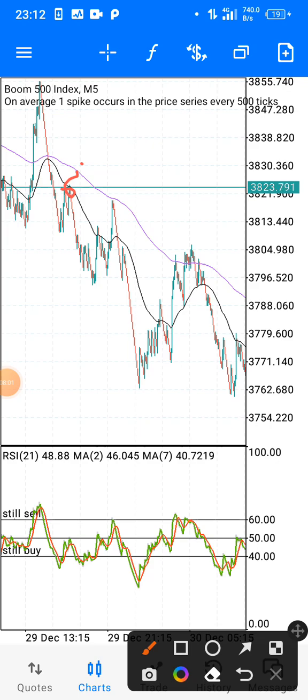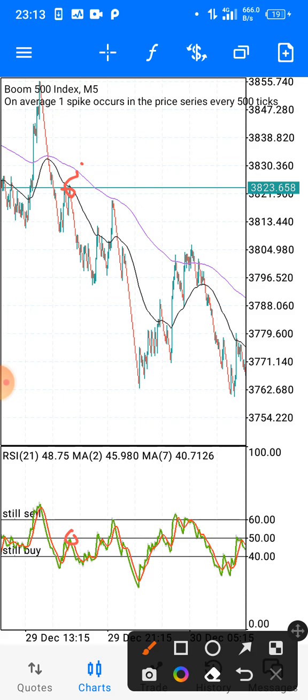So our first entry is on this pullback to the 50 EMA, right? Come back to your RSI, to your indicator window. Pullback to level 50, right? So you enter your sale right there. And you hold the trade for about 15 minutes, that's about 30 minutes, and you're in good profit, right?